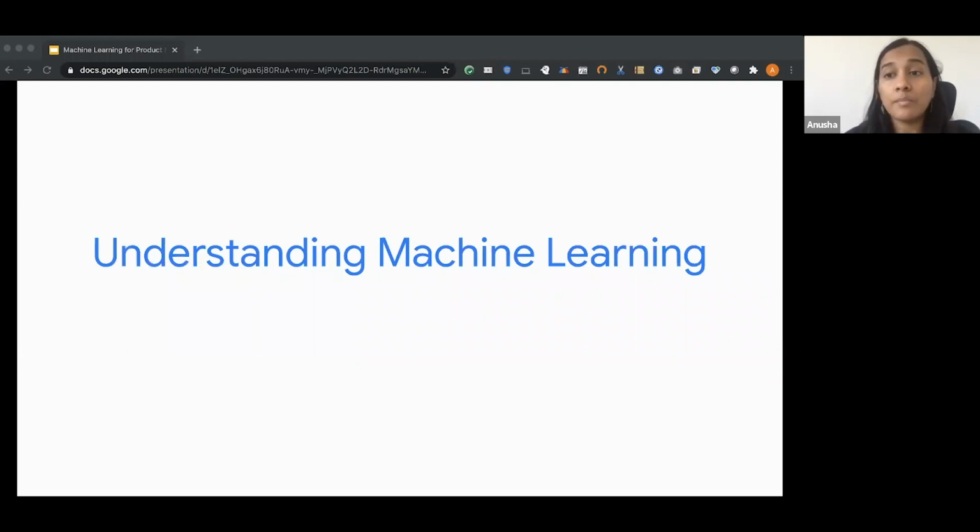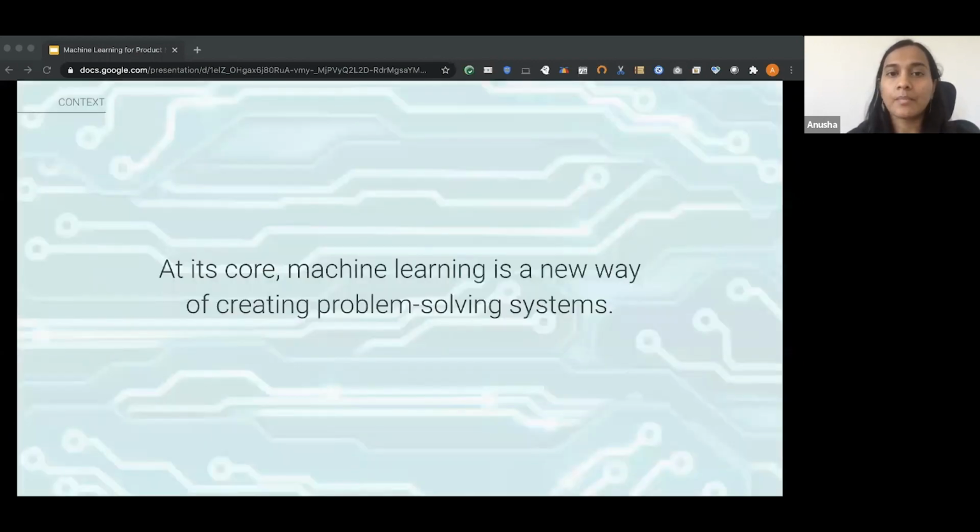Let's first start with what machine learning is. At its core, machine learning is a new way of creating problem-solving systems. It's the science of getting computers to do something without being programmed with rules. For decades, we used to write programs by hand to provide outputs for a certain input. We gave step-by-step instructions for computers to follow. But there are certain types of problems where rule-based systems, such as providing step-by-step instructions, aren't effective.